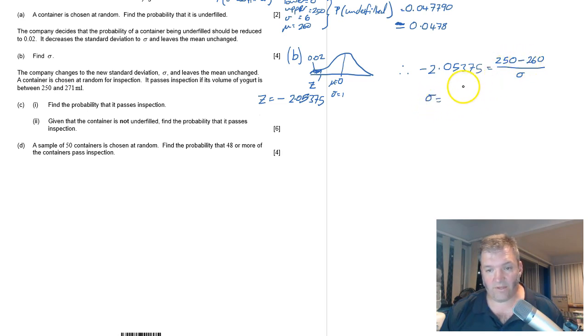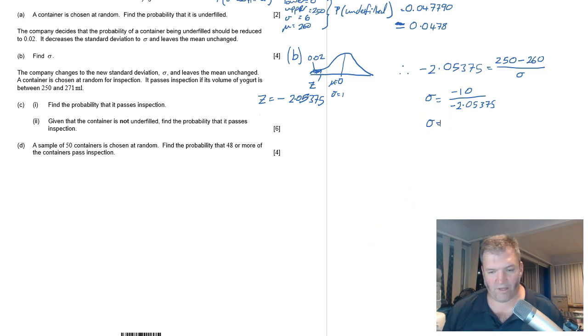So sigma is going to equal, there's negative 10 in the numerator. I'm multiplied by sigma, so it cancels on that side. When I divide by that, it cancels from the left, but it does appear on the right-hand side in the denominator, negative 2.05375.